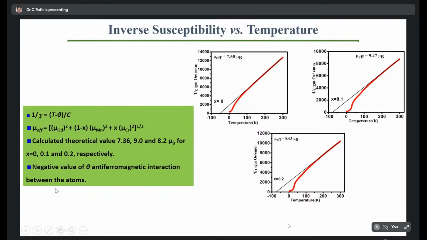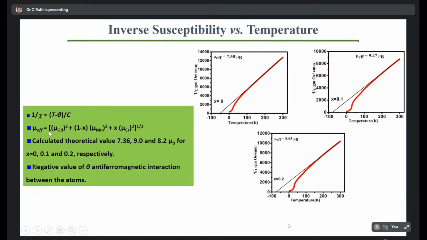Then from the inverse susceptibility versus temperature, we also estimate the magnetic moment. We fit it with the Curie-Weiss law, 1 by chi is T minus theta by C. From that we can find the Curie constant and theta, that is the Curie temperature. So these values are mu effective observed, which is calculated from the value C. It is 7.5 for the pristine sample. As we increase, it increases to 9.47, and it is 8.63 for x equal to 0.2.